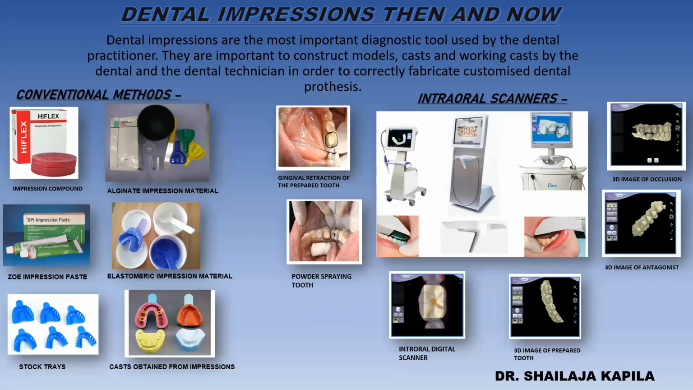The conventional methods comprise impression materials, which are impression plaster, impression compound, alginate, ZOE impression paste, polyvinyl siloxane, and polyether impression materials. The impressions are made using stock trays or custom trays. The conventional method requires recording the impression multiple times in order to make the final casts or working casts.